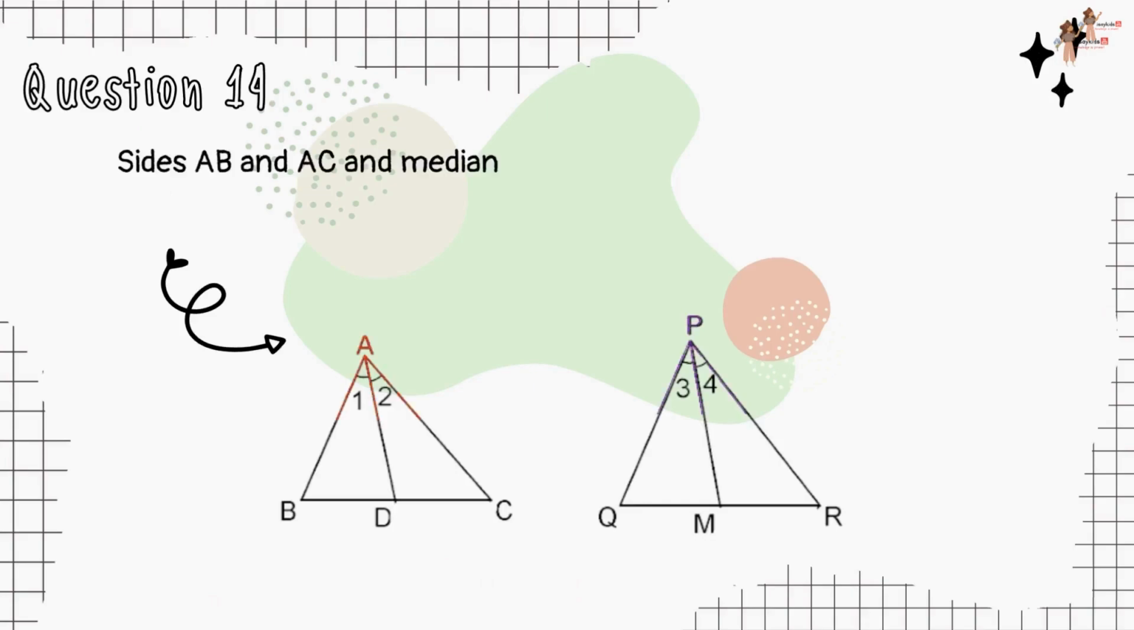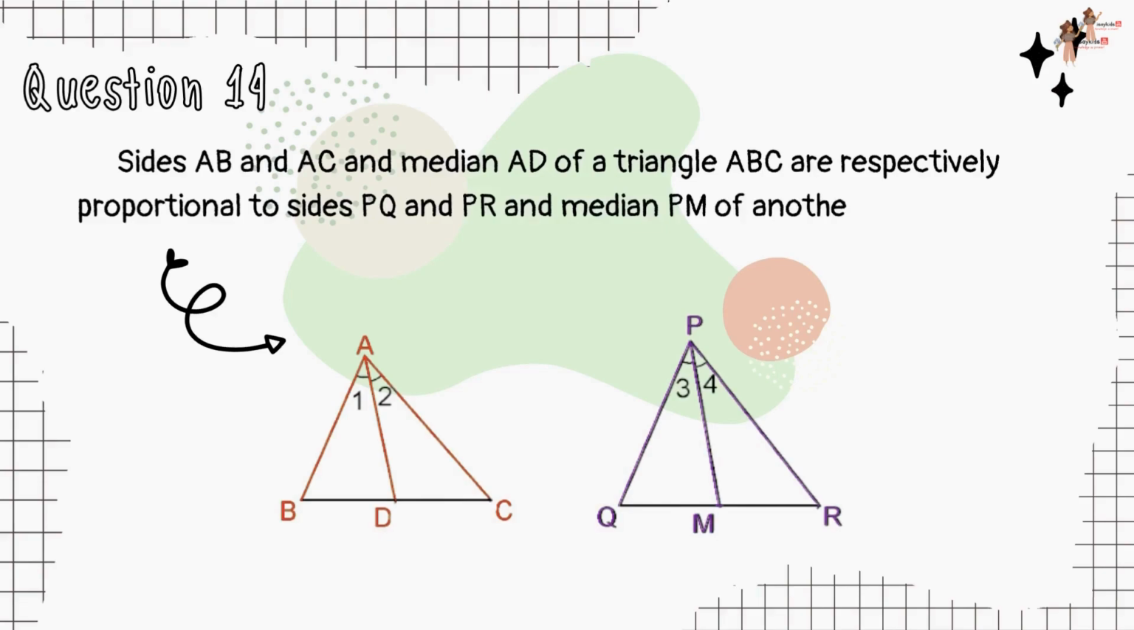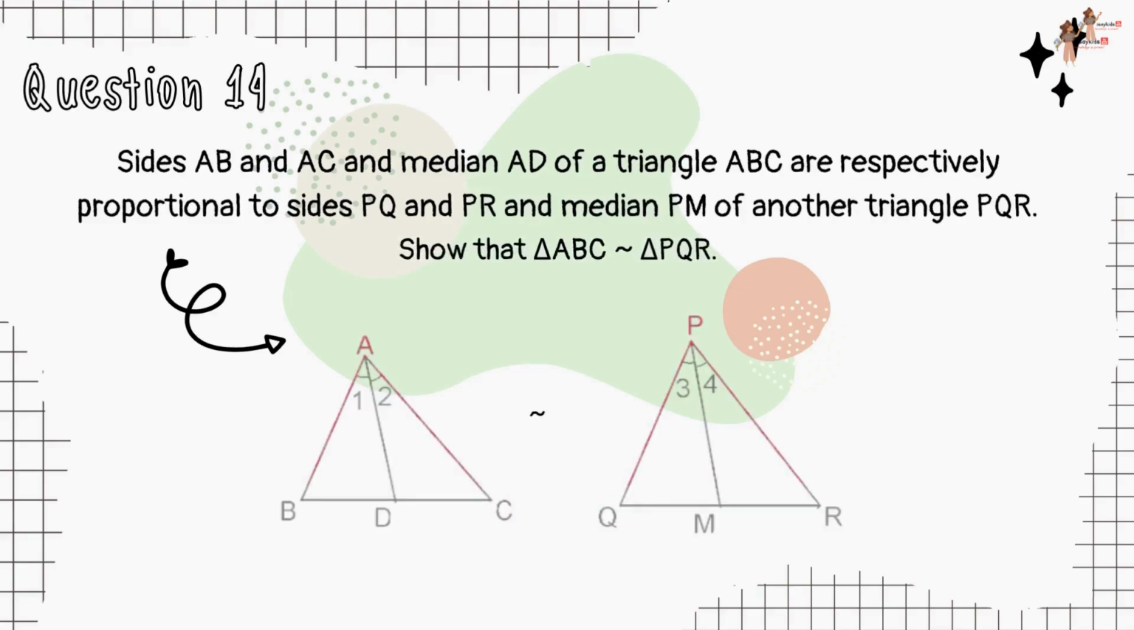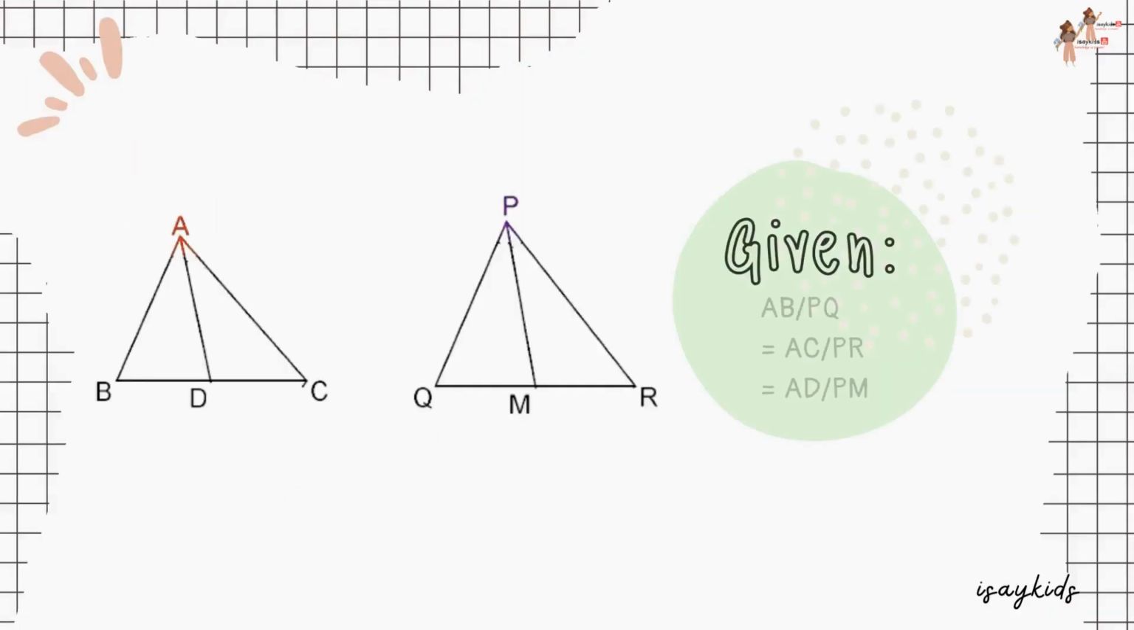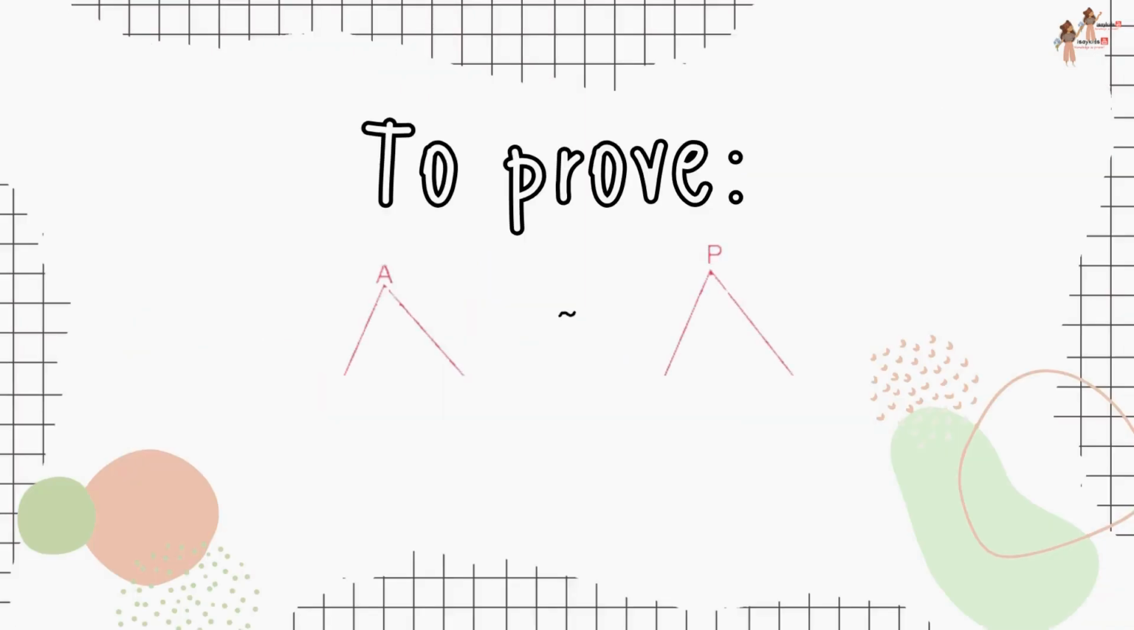Sides AB and AC and median AD of a triangle ABC are respectively proportional to sides PQ and PR and median PM of another triangle PQR. We are to show that triangle ABC is similar to triangle PQR. We are given that AB upon PQ is equal to AC upon PR is also equal to AD upon PM, right? And we have to prove that triangle ABC is similar to triangle PQR.